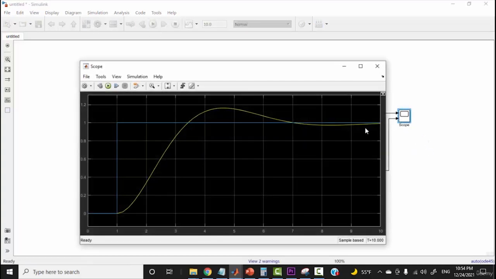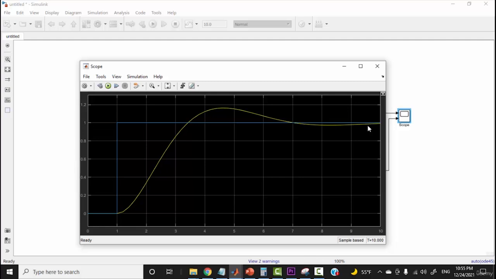Okay, double click here, and here is the output and the input of our system. From the figure you can notice the following. First, the output is going to be equal to the input at the steady state, and this indicates that the steady state error is equal to 0. It eliminates the steady state error. But the proportional controller not eliminating the steady state error, it reduces the steady state error. I hope you understand this well.